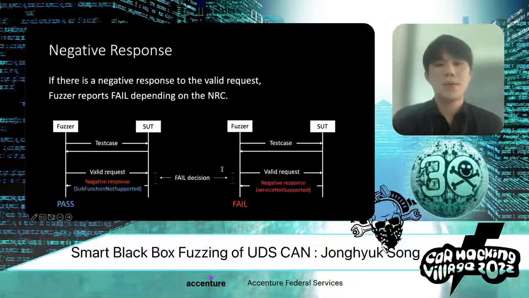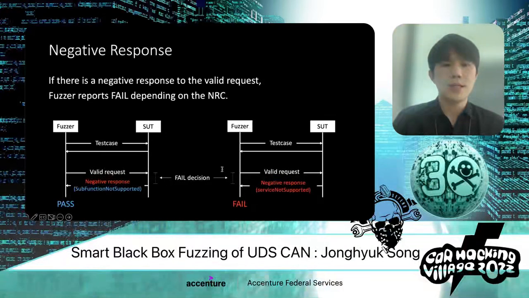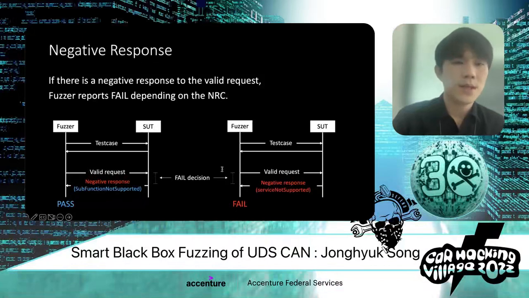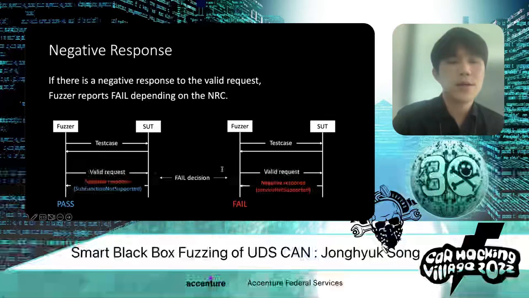Next, negative response. If there is a negative response to the valid request, Fuzzer reports fail depending on the NRC. As it is like the service availability check, certain NRCs are decided as pass, not fail. This example is the same as the service availability checking. Even if sub function not supported negative response is returned, it passed. But if service not supported negative response is returned, it fails. So Fuzzer should decide depending on the NRC.